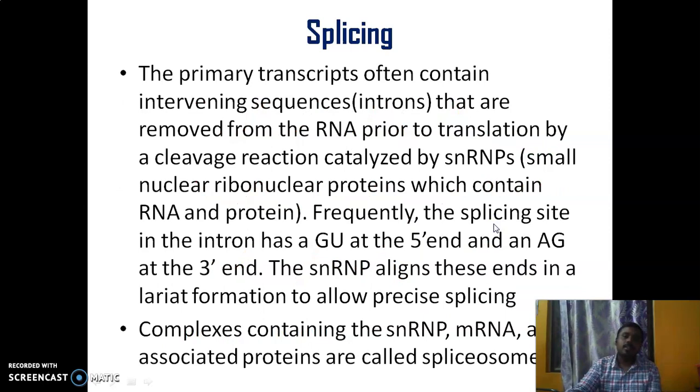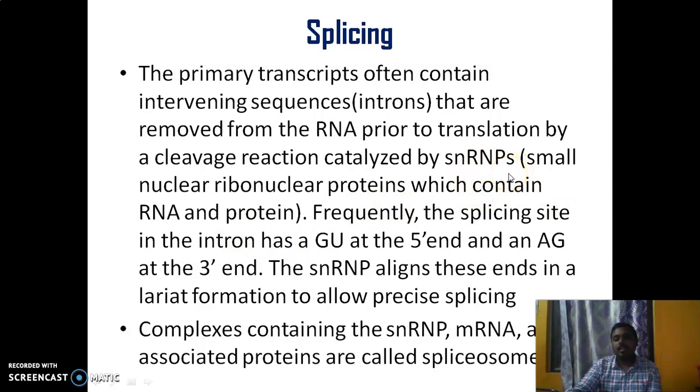Next process is called splicing. What does splicing mean? Already we have studied the sequence of a gene in the starting of this unit. So splicing is the process where we are going to remove the unwanted sequence, that is introns, and we are going to join the required sequence, or the sequence which is going to code for the protein, that is called exons. So to do this, we are going to utilize the help of snRNPs.